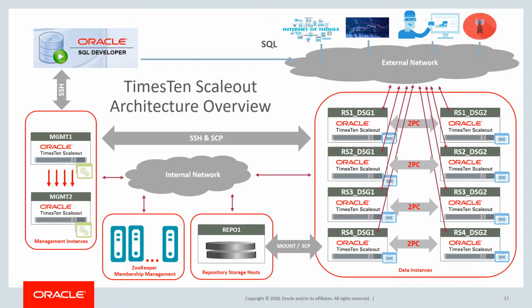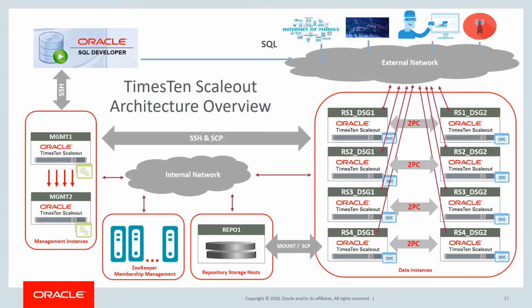That system is just another machine with some storage, the file systems that you want to make available as a repository. It can either be mounted using something like NFS across all the data instances, or if you don't have NFS, they can actually access it through SCP. And that's all part of the grid configuration as well.